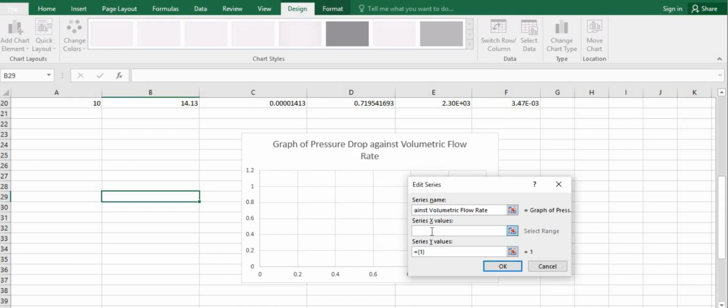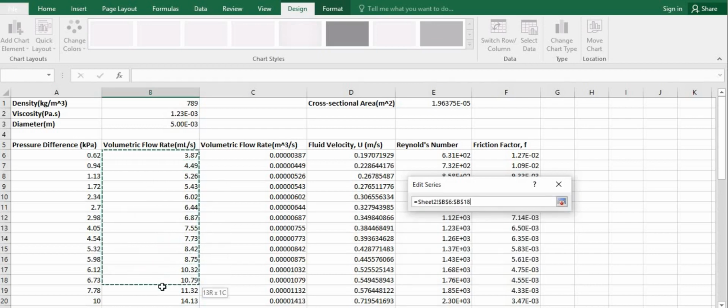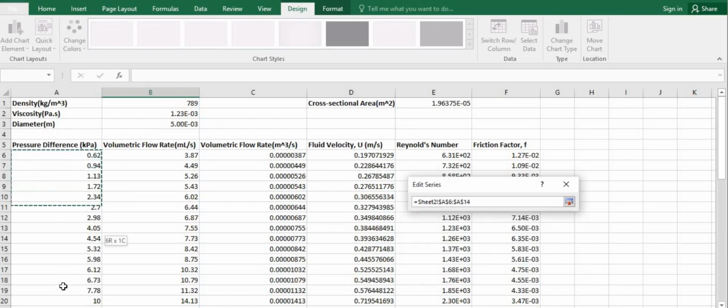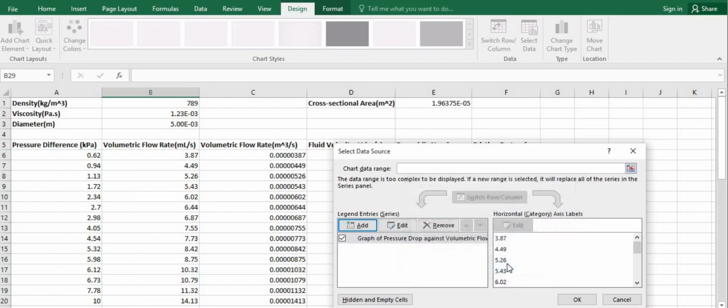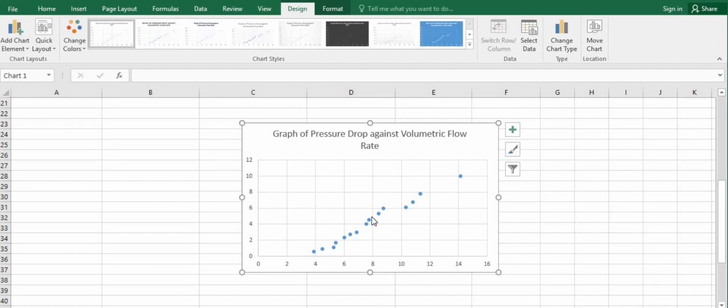The values on the x-axis are the values of the volumetric flow rate, because in the question we were told pressure difference against volumetric flow rate. So you can choose any one. You can choose the one in milliliter per second, for example. You highlight them. Then for the y values, you go to pressure difference and you highlight the values. It gives you a range. And you press OK. Now this gives you a plot of the points.